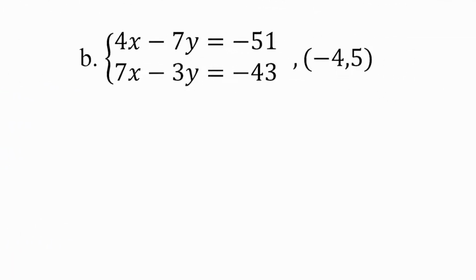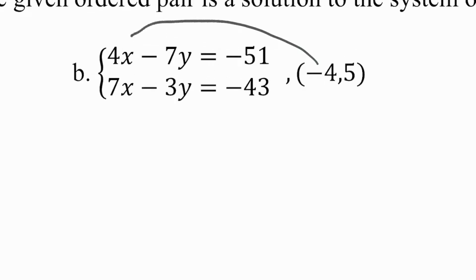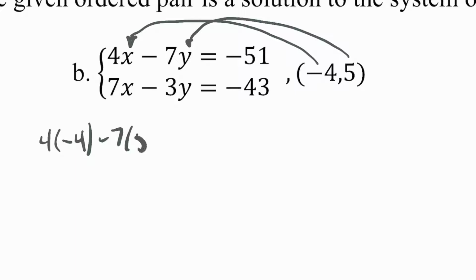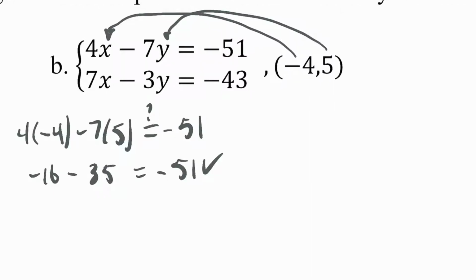Let's try this one. I'm assuming this one will be a solution. One example isn't, the other one is, what I'm guessing. So again, I'm going to plug in the x coordinate for x and the y coordinate for y. And so we get 4 times negative 4 minus 7 times 5. Is this negative 51? Well, I've got negative 16 minus 35. Yeah, that is negative 51. That checks out.